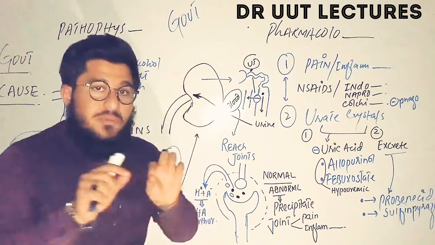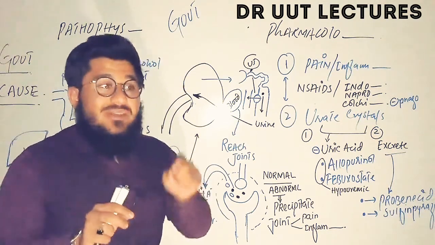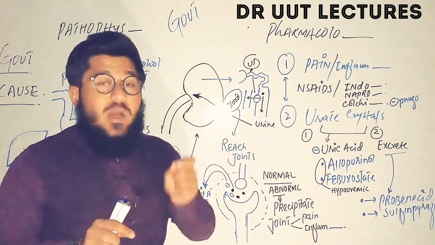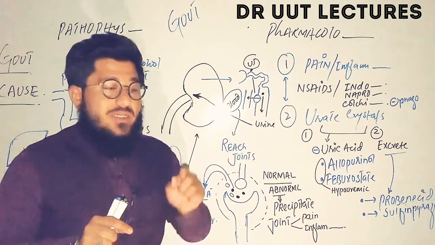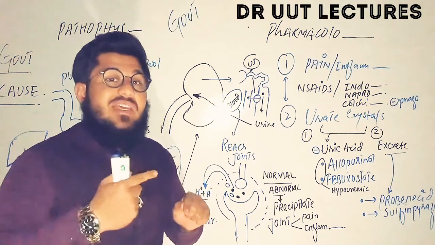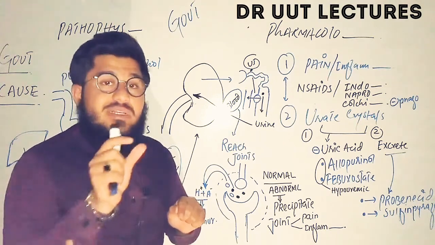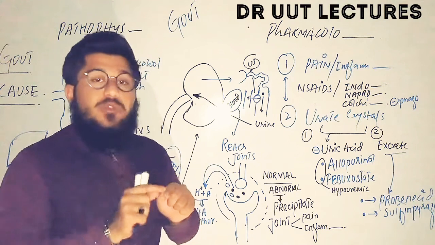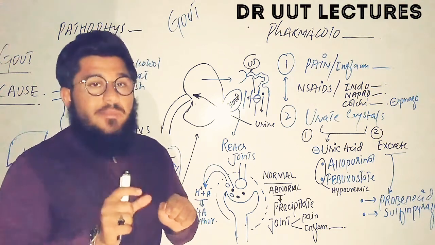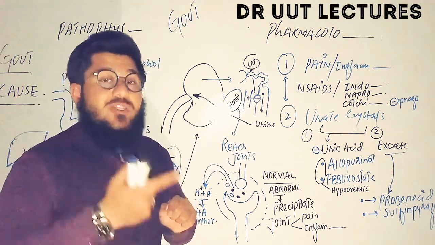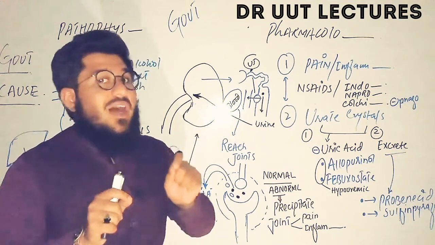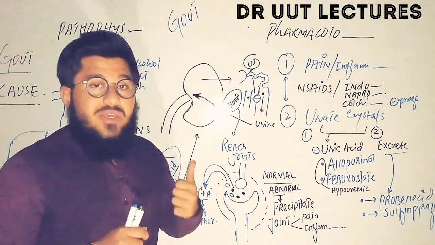What is gout in simple words? Gout is actually a disease of the joints. What is happening in this situation is that our joints start feeling burning sensations. Number two, inflammation. Number three, pain, and sometimes redness may also be seen. These are the major signs and symptoms of gout.